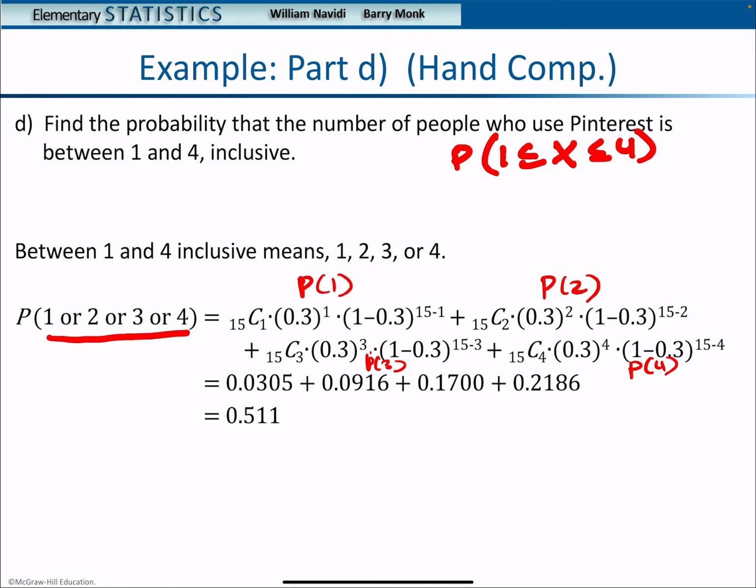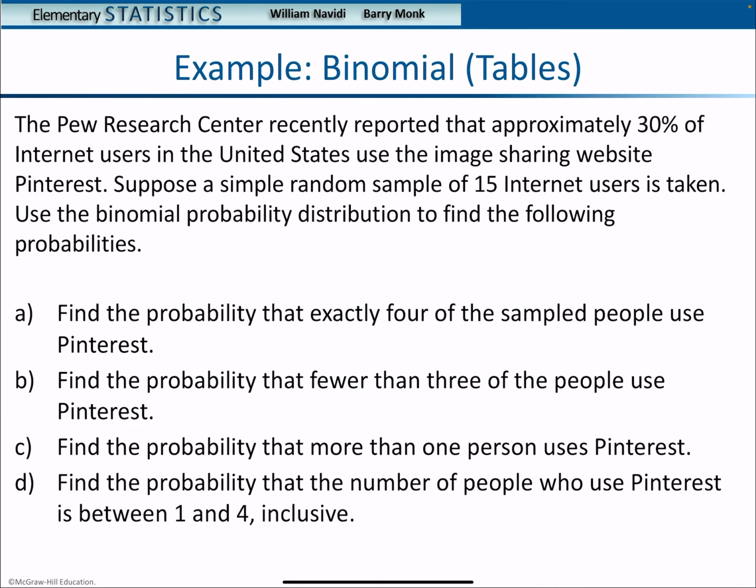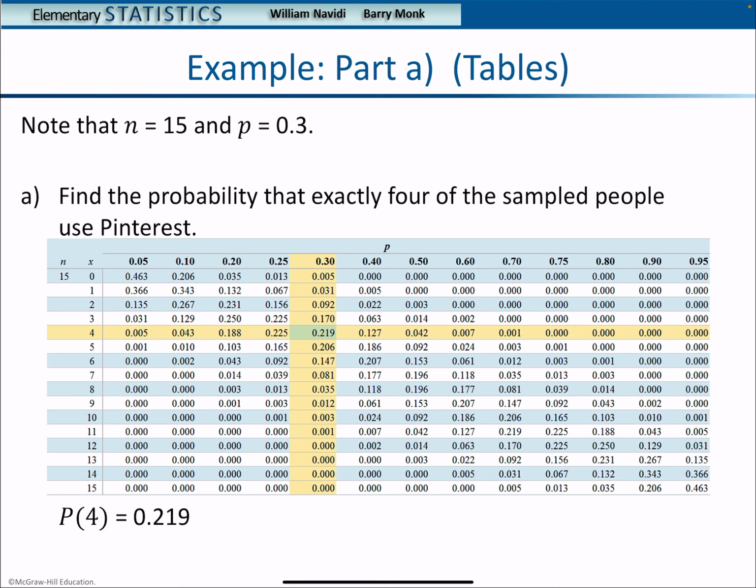But anyway, there it is. And let's do one using tables. So it's the same problem. Imagine we're doing the same problem. Now, we have this table.